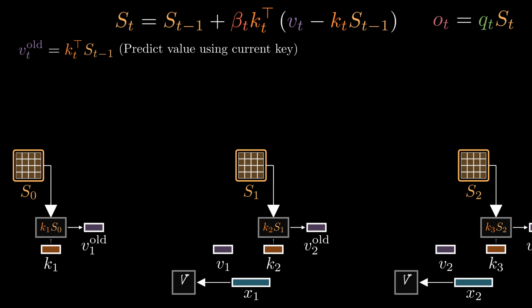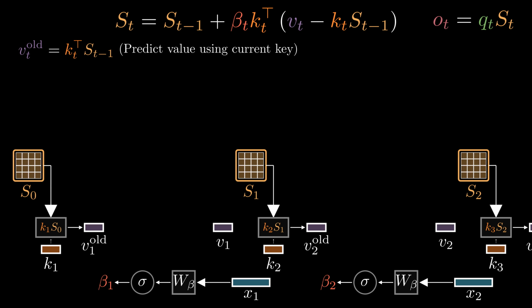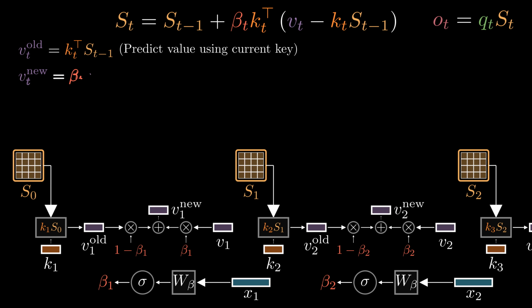Next, we compute the data-dependent weight beta t using the embedding vector. The beta t controls the writing strength of the current value vector vt. We then use this weight to linearly combine the current and the old value vectors. This results in a new value vector v_new.